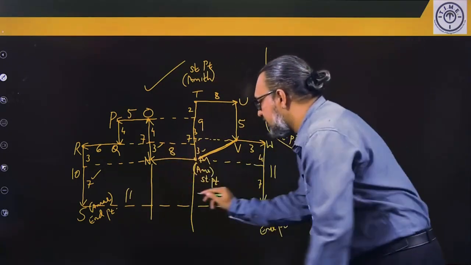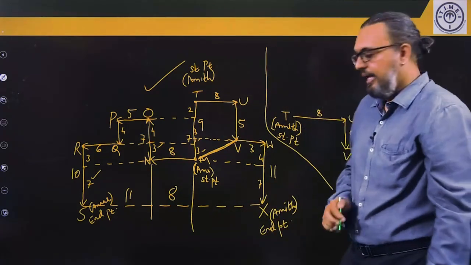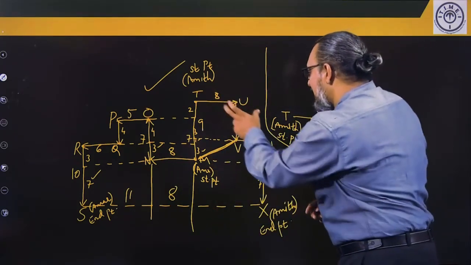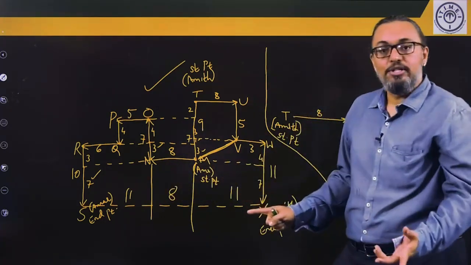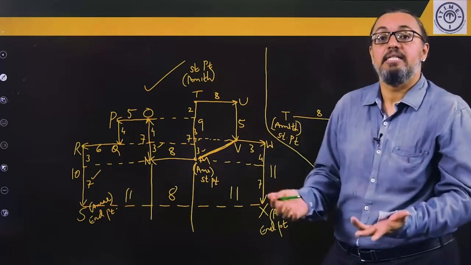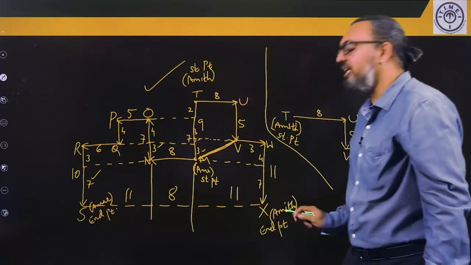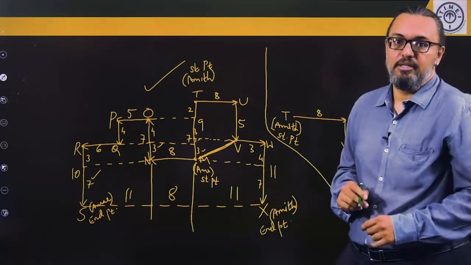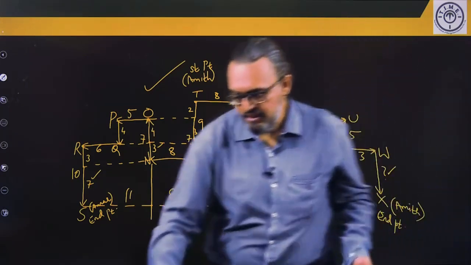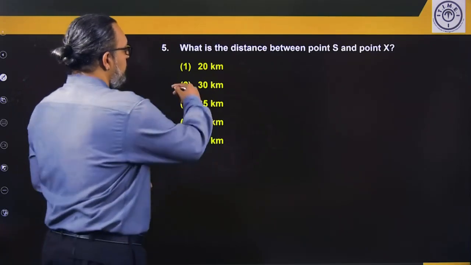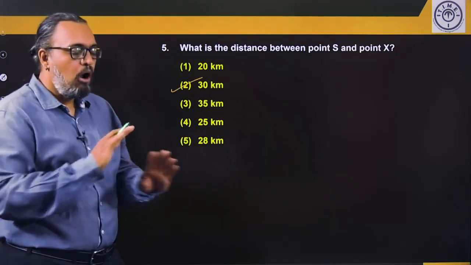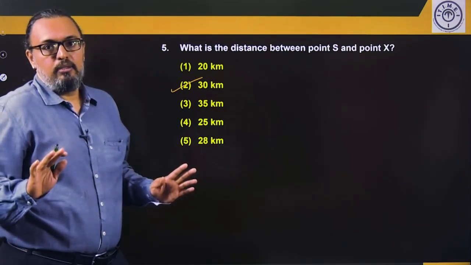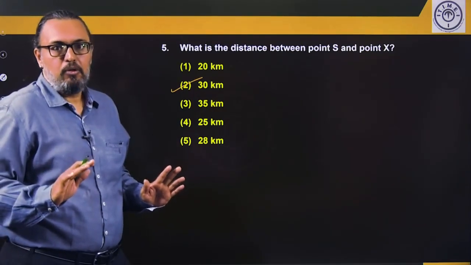And then what is this distance? 8. Correct? And then what is this distance? We have a 8 and a 3. Again it is 11. So 11 plus 11 is 22. 22 plus 8 is how much? 30. So the total distance that I am getting between S and X is 30 kilometers. That is your answer. Correct? Yeah, see, choice 2, 30 kilometers. Take the distances correctly, you will not go wrong. That is guaranteed. Okay?